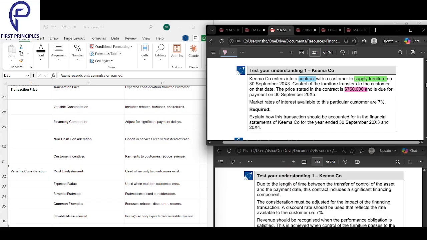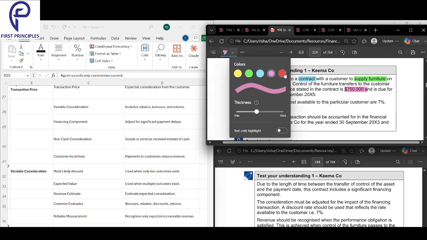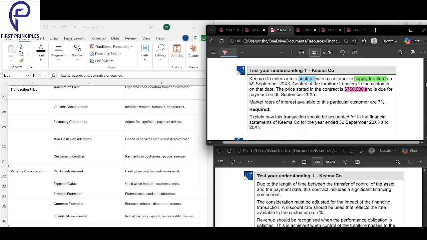So here what has happened is the performance obligation is met, in that they have given the furniture, transferred it to the customer on that date, 30th September only they have delivered it. And it's due for payment on 30th September 2005. So 2 years later it's due. So there's 2 years in between, right? Between the transaction date in 2003 and the payment date in 2005, there are 2 years.